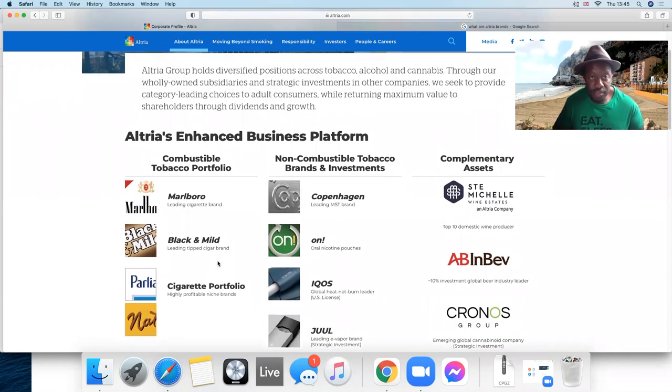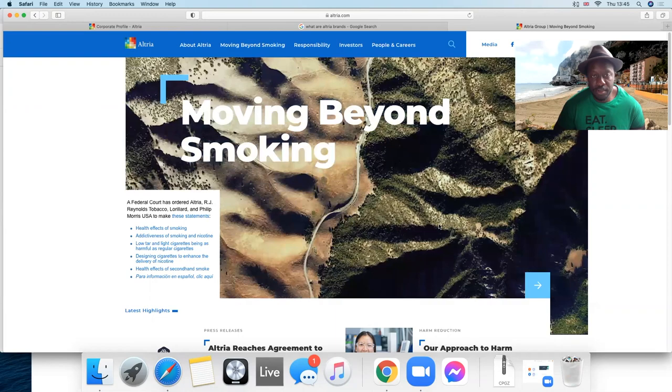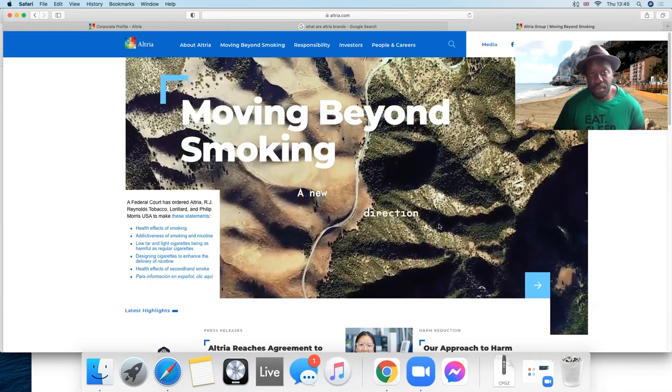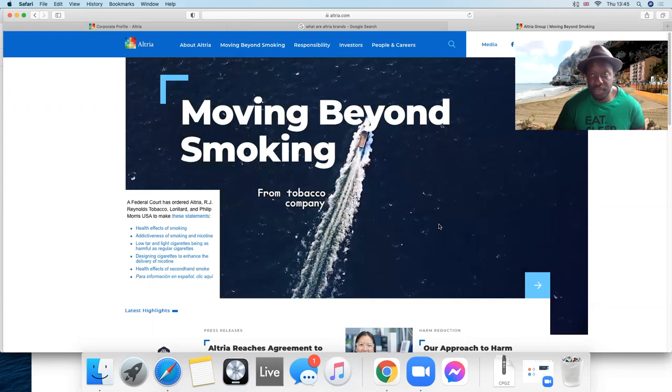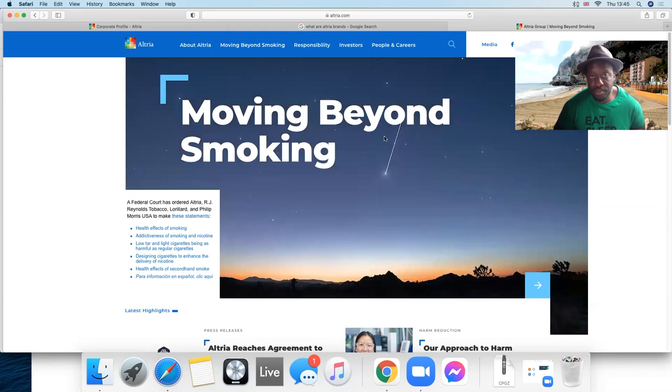Altria Group holds diversified positions across tobacco, alcohol, and cannabis through our wholly owned subsidiaries and strategic investments in other companies. We seek to provide category-leading choices to adult consumers while returning maximum value to shareholders through dividends and growth. Altria are really trying to step away from tobacco. They're really pushing this phrase, moving beyond smoking, where they're really getting into a lot of vaping products, and they've got some vaping companies under their belt also.